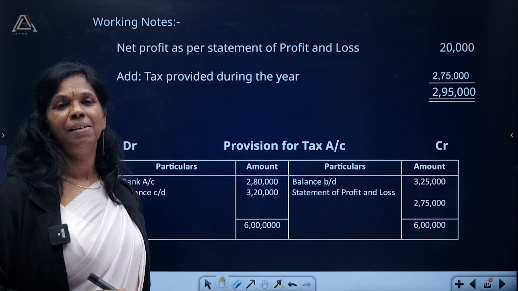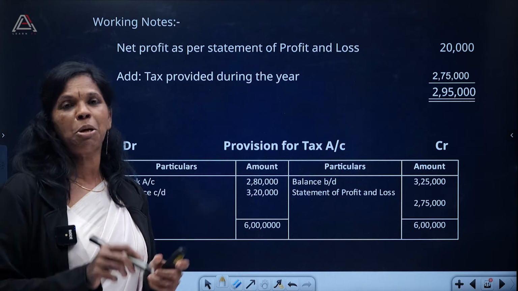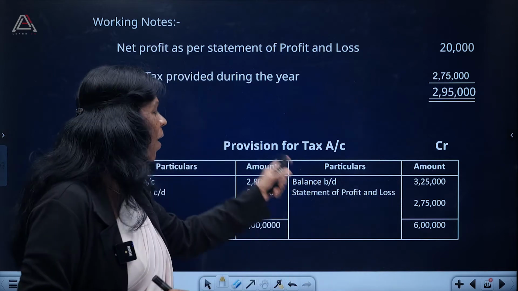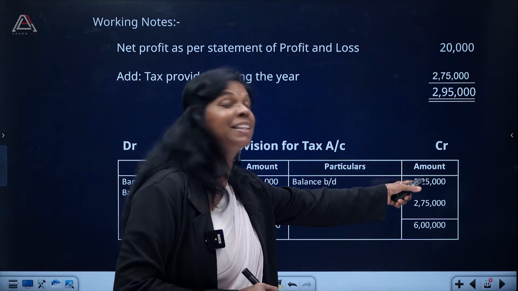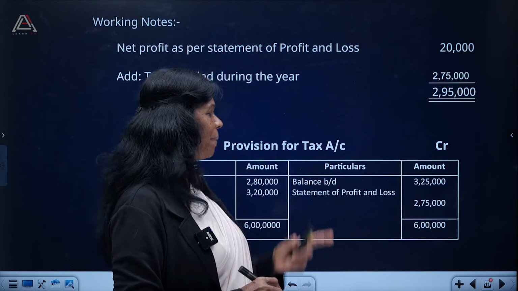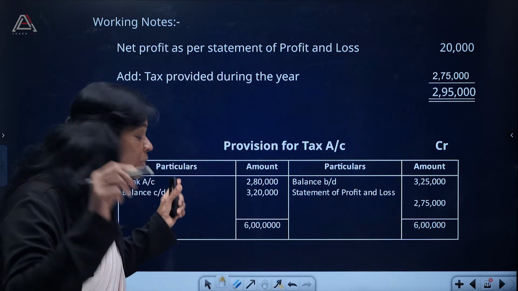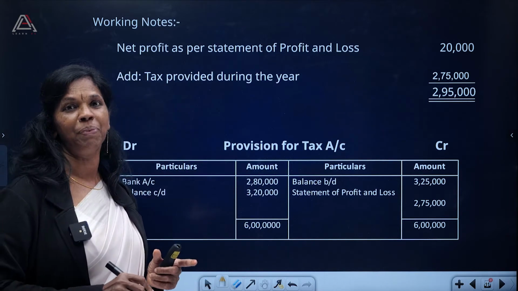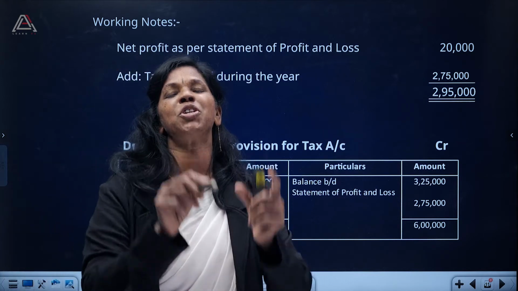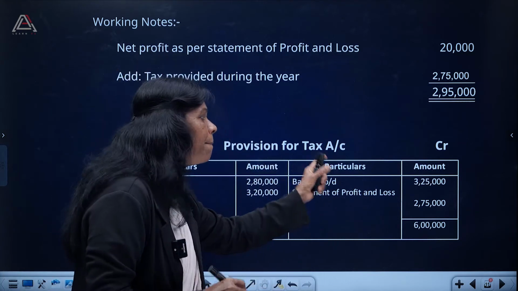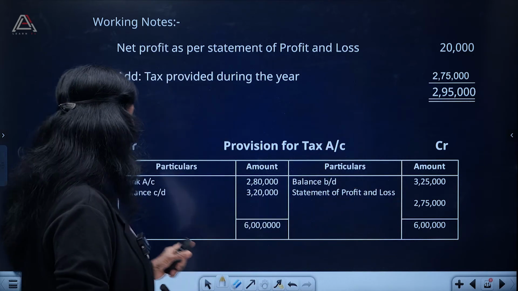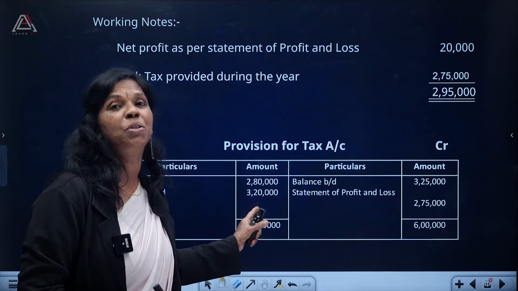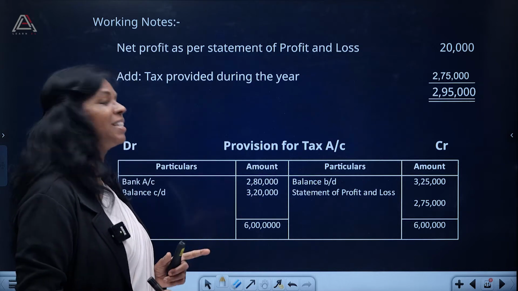Provision for tax account. Since it is a liability, a provision, the opening balance we have to enter on the credit side. How to enter it? By balance b/d, 3,25,000. This is the opening balance. Then how much is the closing balance of provision? That is 3,20,000. The closing balance is recorded on the debit side, to balance c/d, 3,20,000.